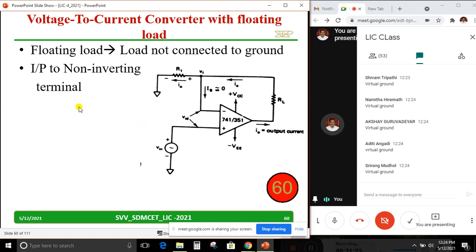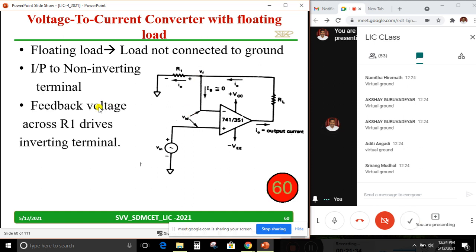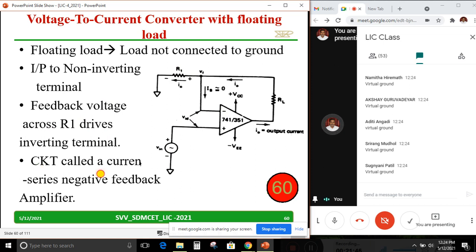Now, when I say this is ground, it's a virtual ground. Now if it is V1, this will also be equal to V1. That is a basic concept one should know. Now feedback voltage across the R1 drives the inverting terminal. This voltage will remain equal to this voltage. That's the virtual ground concept. The circuit is called a current series negative feedback amplifier. You can just copy the circuit diagram, and later we'll have a small derivation. We'll write the equation in the next slide.